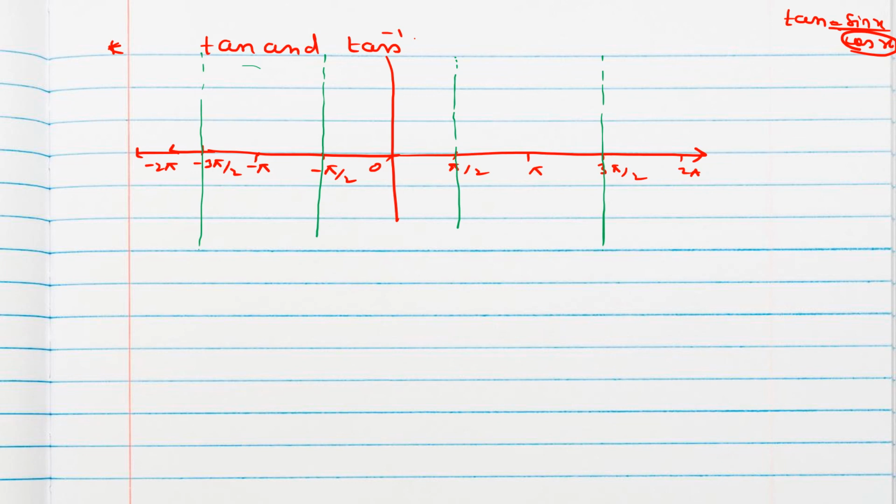Okay, now at 0 it is 0 because sine 0 is 0, cos 0 is 1. So 0 by 1 means 0. But at minus pi by 2 it will be undefined. Here also at pi by 2 it will be undefined. Like this the graph of tan will come.